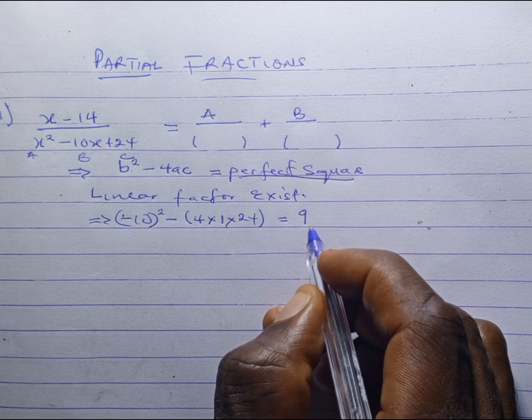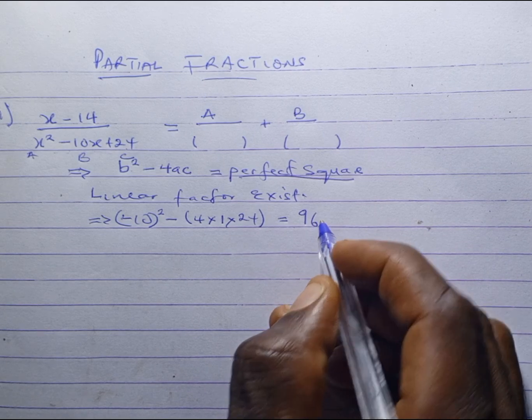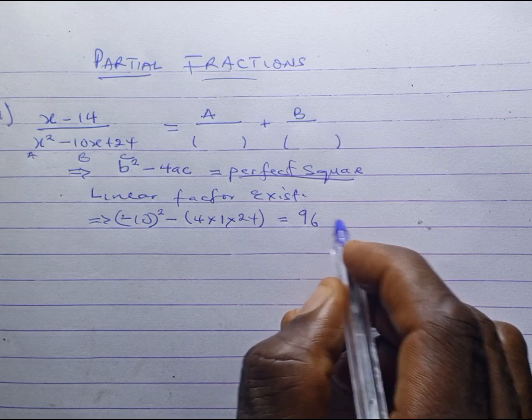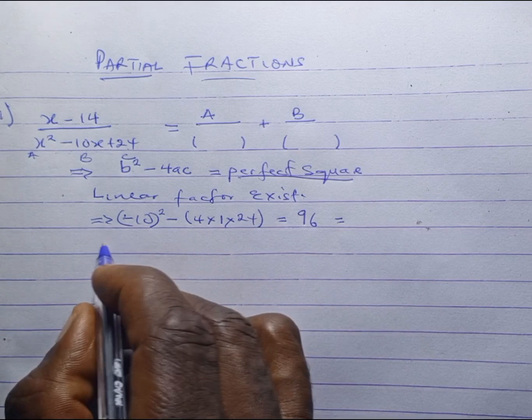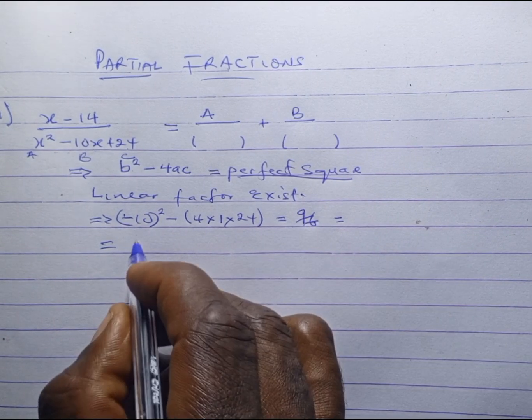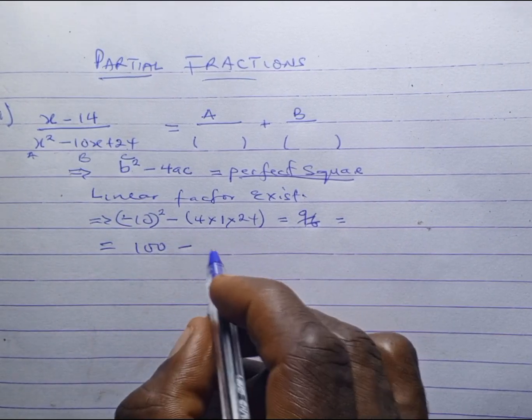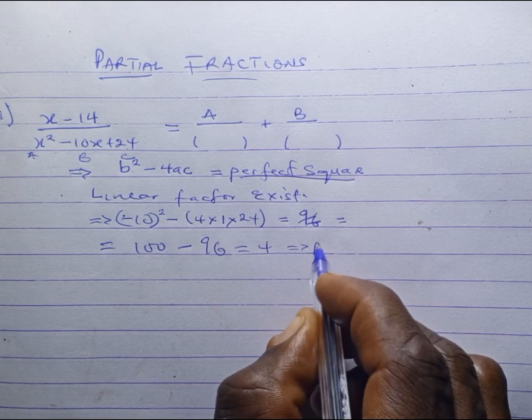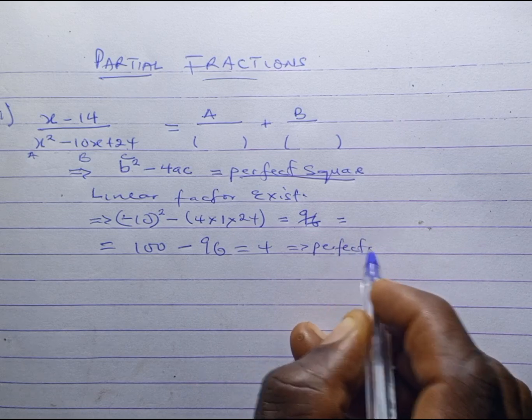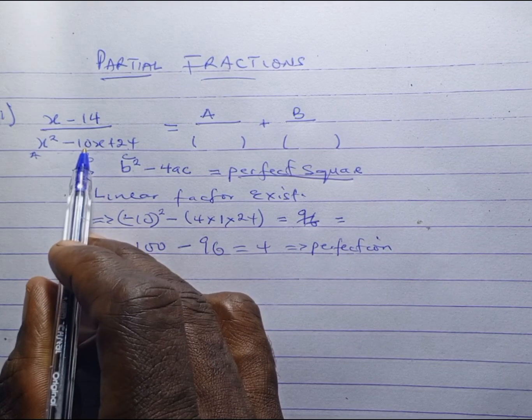You get the point now. And if you subtract that, that will give us 4. That's where I'm trying to say 100 minus 96, that's 4, which is a perfect square. So linear factors exist for this.